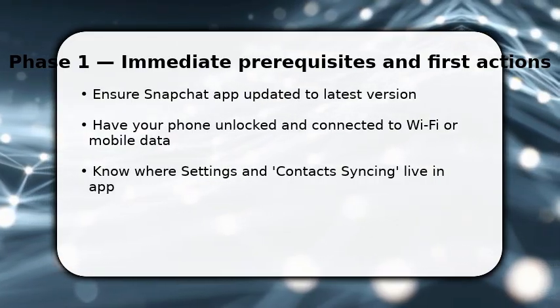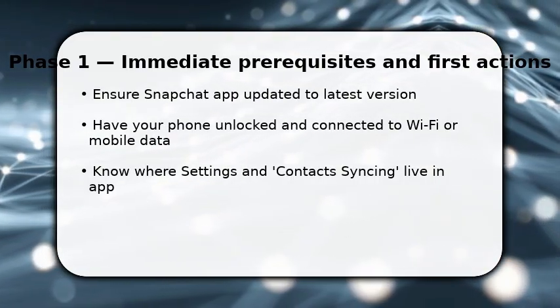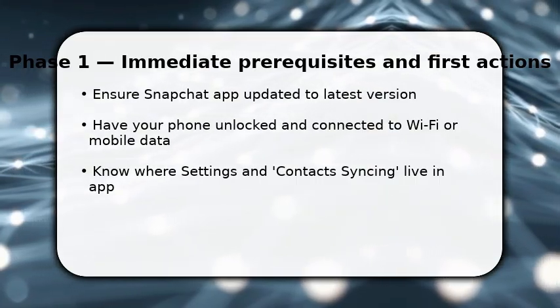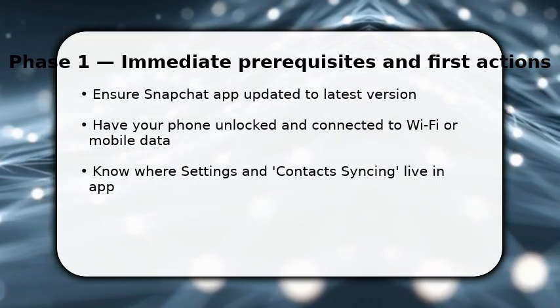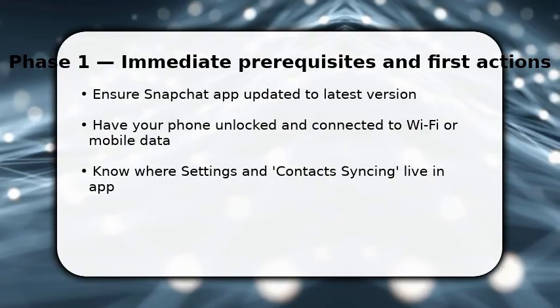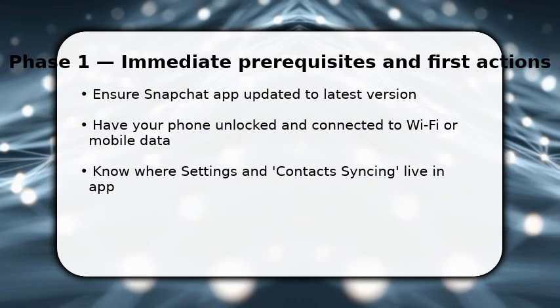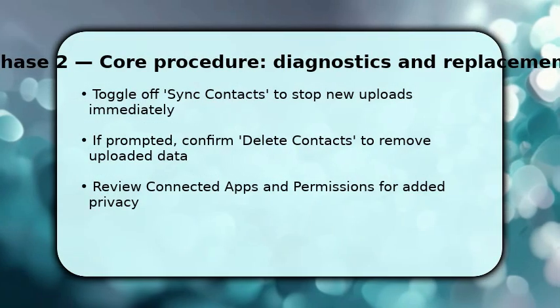You want to stop future uploads and remove previously synced contacts, so do not leave the menu until you confirm the toggle state. Make sure you understand whether the switch says on or off before moving on, because that determines the next steps. Now, turn off the sync toggle. Tap it once so it switches to off.